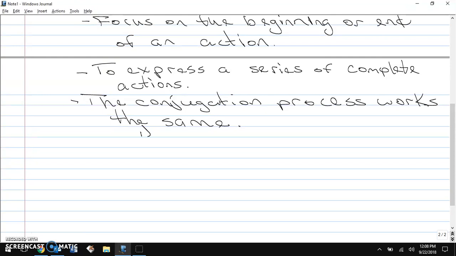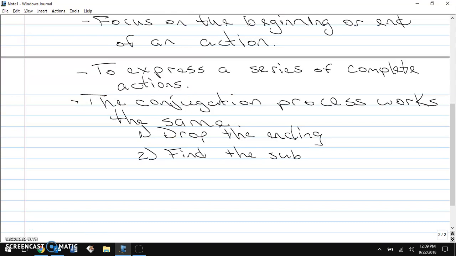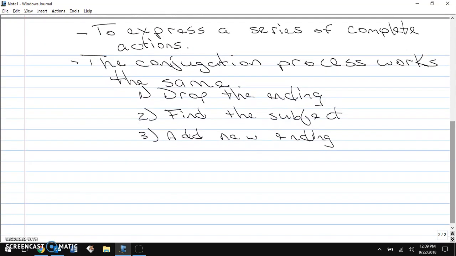So step 1 is drop the ending. Step 2, find the subject. And step 3 is add the new ending. So for the most part, all we've got to do here is memorize a new set of endings.